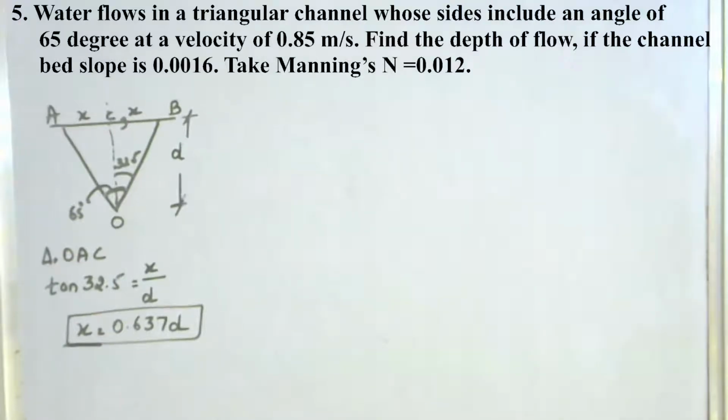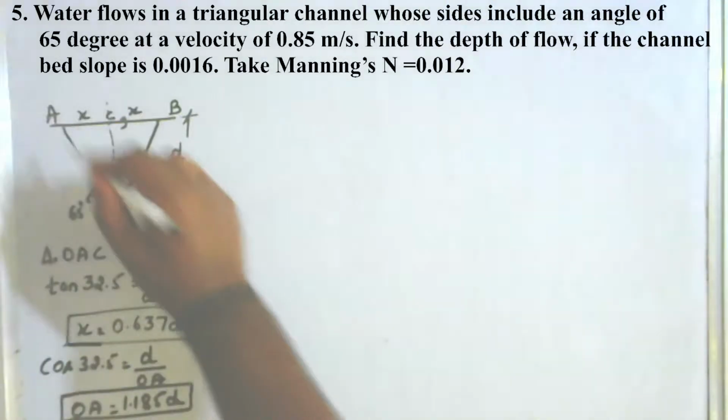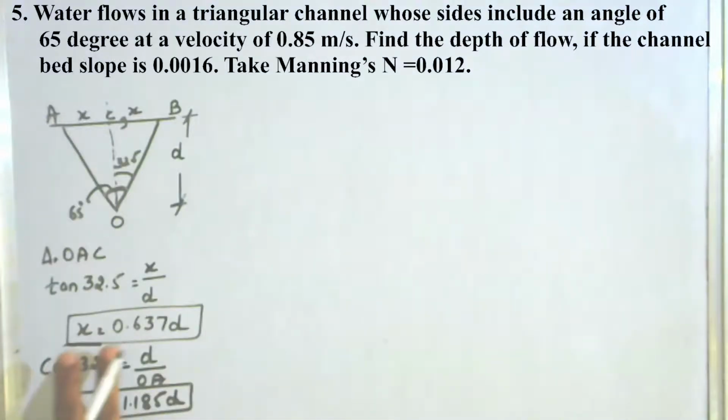So in the same triangle, if I take the cos 32.5, which is equal to D divided by hypotenuse OA, therefore OA works out to be cos 32.5 times D, which is nothing but 1.185 times D. So keep this value of X and OA on one side, because OA is the sloping side. This will help you to find the wetted perimeter. Then X I have also written in terms of D, since the D value and any one of the distances he has not given in the triangle.